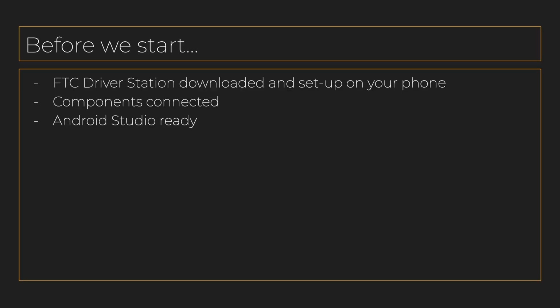Before we start, I just want to make sure that all of you have your FTC Driver Station app downloaded and set up, as in connected to your robot and all that. You also want to have your components, such as your motors, servos, anything that you want to configure, connected to your robot, to your expansion hub. And you also want to have Android Studio ready with the GitHub repository from FTC.